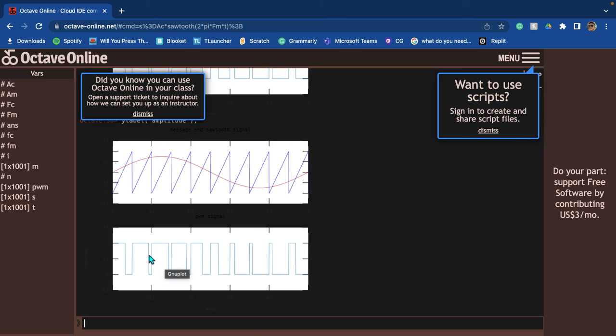The width is maximum when the amplitude of the modulating signal is maximum. The width is minimum when the modulating signal has the minimum value. Thus, the message is carried in the width of the pulse train. We end this experiment here. Thank you.